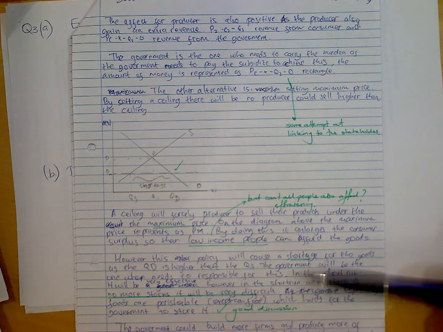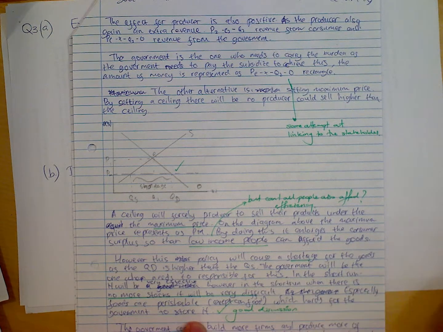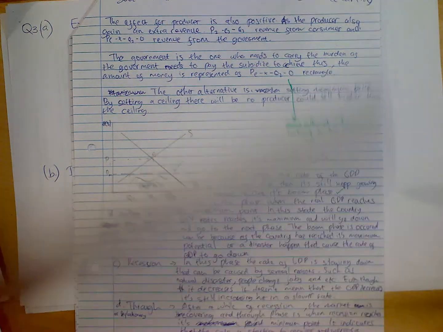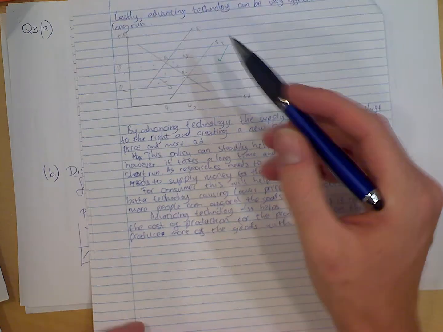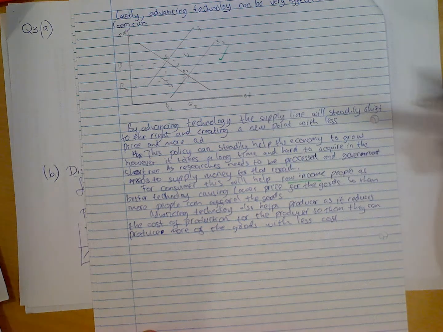And then people got into other alternatives. This one talked about technology as being one way, making firms more productive. That could be alright. Some people talked about minimum wages as being one way you could make food more affordable. So you can discuss a variety of different ways.